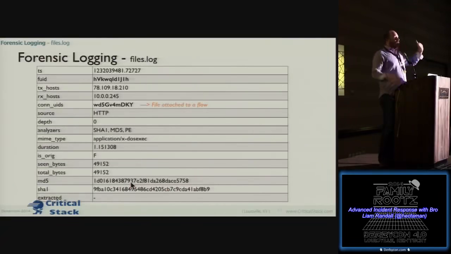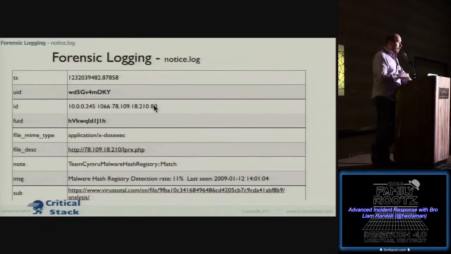And then we have this other log just stacked right on top. The files.log now gives us the ability to pivot back to flow, or flows, plural here. If you look, this is connection UIDs that it came from, because files could be transferred over multiple connections as these things are coming down.